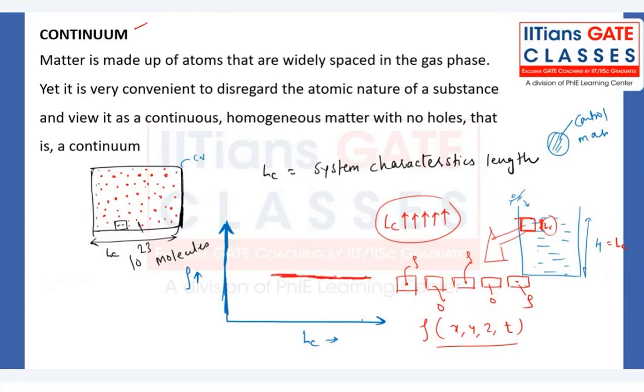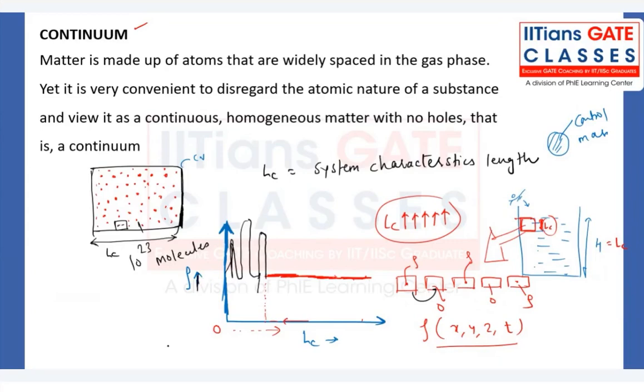The moment you keep decreasing your system characteristic length, starting from here, what will happen? You will observe that at some point there is maximum density. But the next moment you will find there are no molecules, zero density. Once again you will find a high density value, and once again zero.